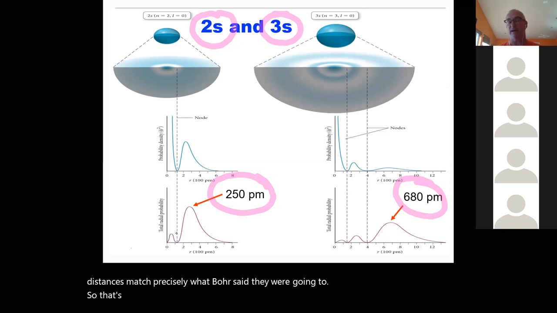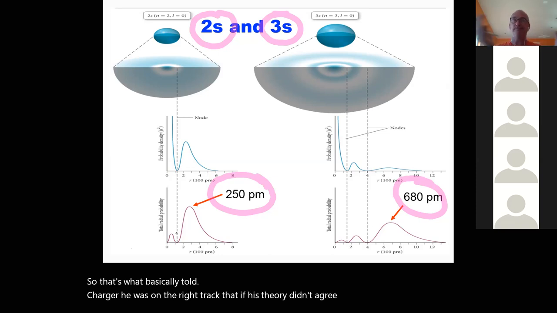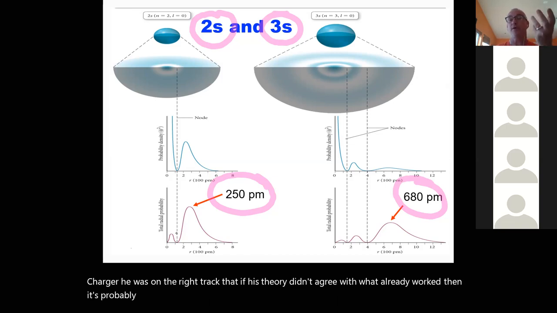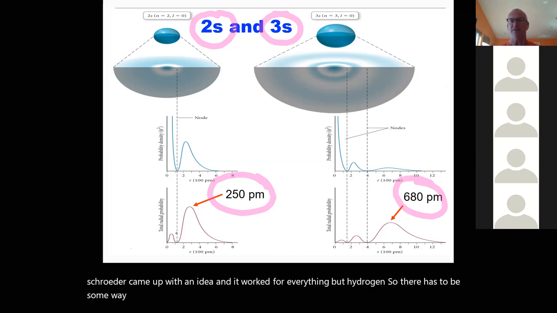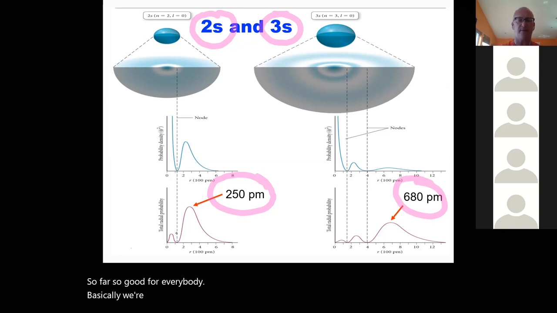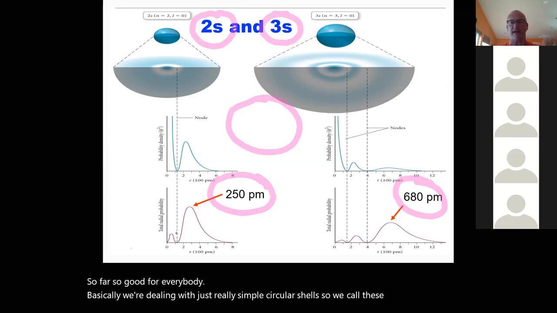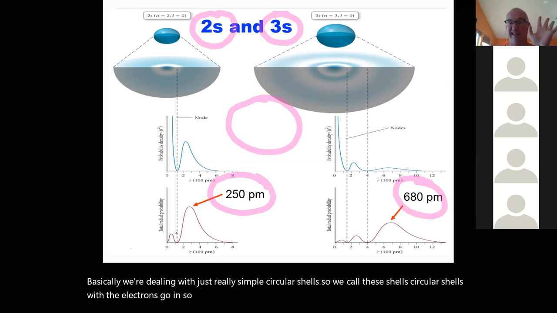So that's what basically told Schrodinger he was on the right track. If his theory didn't agree with what already worked, then it's probably not great. Bohr's theory worked for hydrogen and nothing else, so it would be weird if Schrodinger came up with an idea that worked for everything but hydrogen. There'd have to be some way to get these two things to work together. Is there a question? So far, so good for everybody? Basically, we're dealing with just really simple circular shells, the shells that the electrons go in. So far, Bohr and Schrodinger are saying the exact same thing, using different equations to get there.